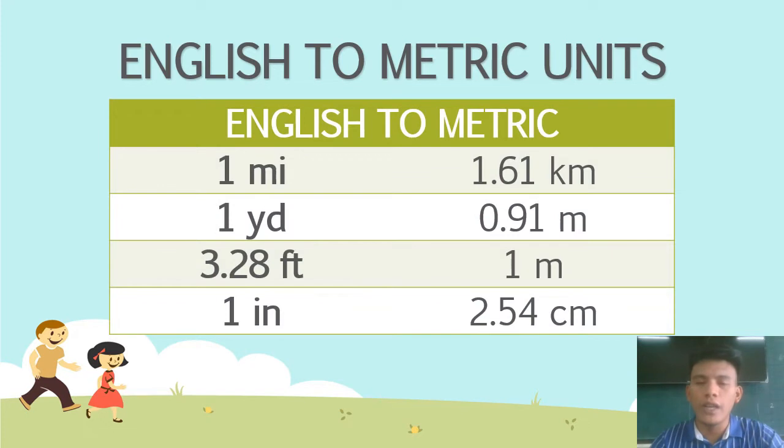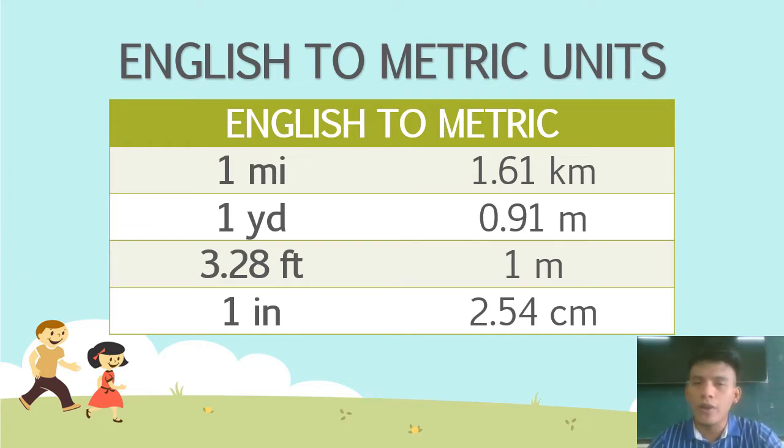The conversion for English to metric units: 1 mile is equal to 1.61 kilometers. 1 yard is equal to 0.91 meters. 3.28 feet is equal to 1 meter. 1 inch is equal to 2.54 centimeters. There are lots of other things we can measure, but those are the most common.